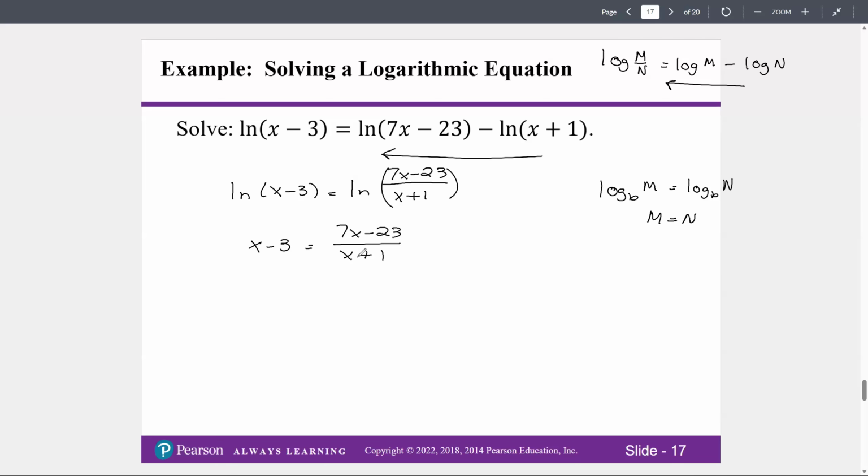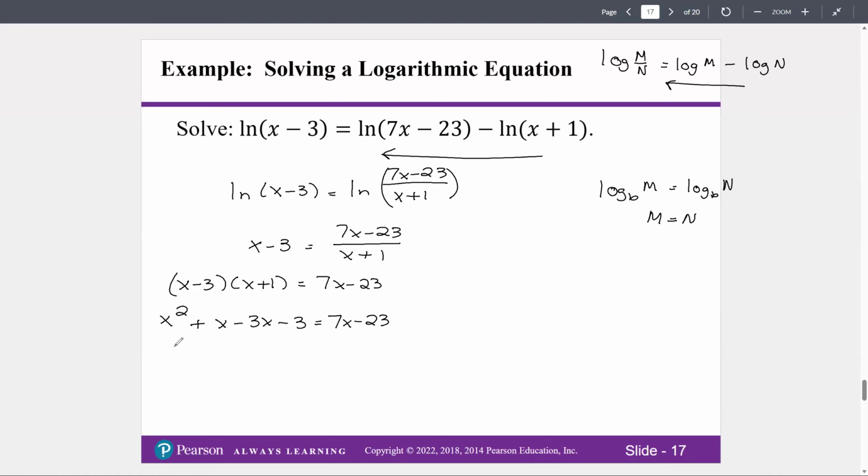Okay. So we're going to multiply both sides by the x plus 1. So we get x minus 3 times x plus 1 is equal to 7x minus 23. So this is x squared minus 3x minus 3. Okay, let me do FOIL. I'm just doing it any way I want to. X times x is x squared. X times 1 is x. Negative 3 times x is minus 3x. And negative 3 times 1 is negative 3.